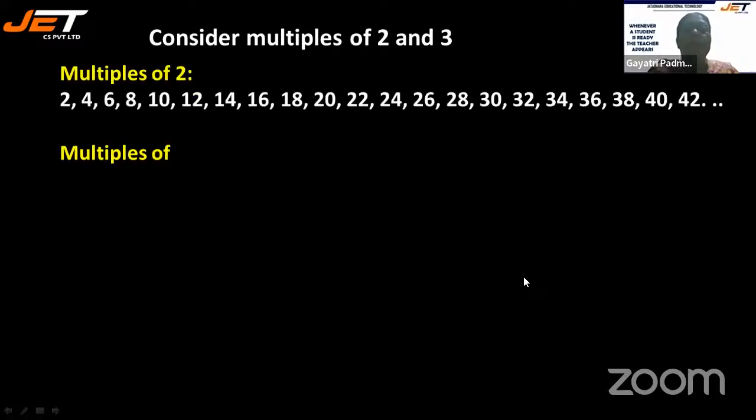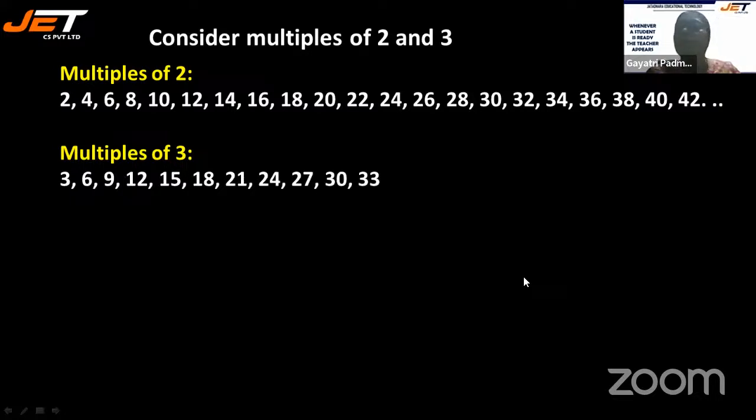So we are starting with the multiples of 2 and 3. All right. Yes. So now consider the multiples of 2 and 3. So multiples of 2 means what? 2 table, isn't it? So 2, 4, 6, 8, 10, 12, 14, and so on. Right. Now next we are seeing the multiples of 3. Multiples of 3 means 3 table, isn't it? So 3, 6, 9, 12, 15, which means 3 is getting added in each number.